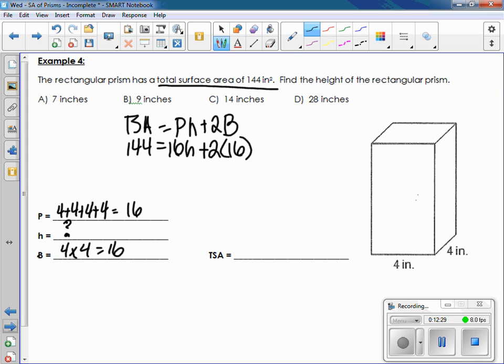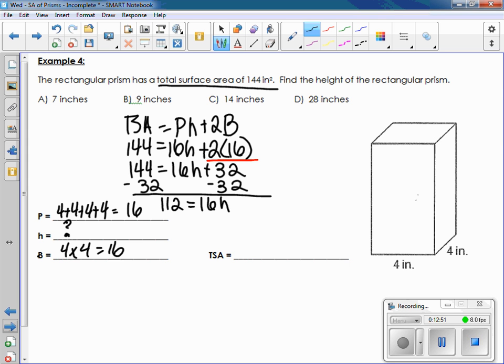And then I need to use my equation stuff that I learned at the beginning of the year to solve this. I'm going to do the 2 times 16 first, simplifying. That's 32. I need to get rid of addition and subtraction first, so I'm going to subtract 32 from both sides. 144 minus 32 is 112. And then I'm going to divide both sides by 16 to get that away from the h. And that's going to give me that the height is 7. So answer to this problem, A.